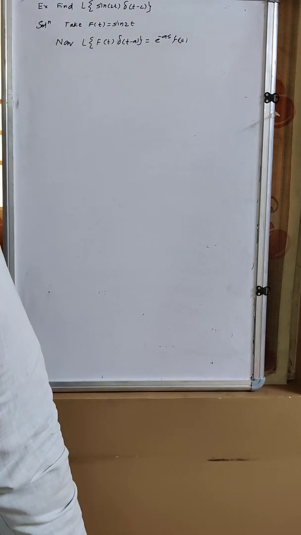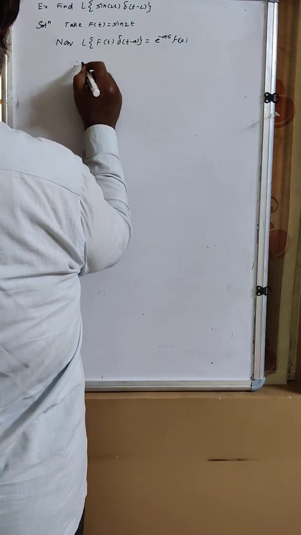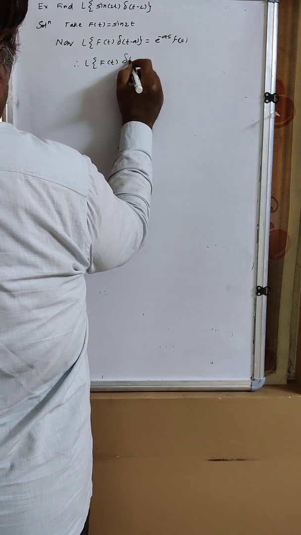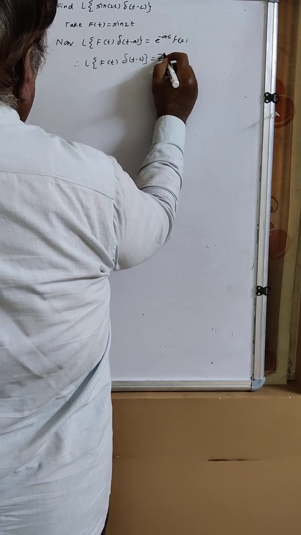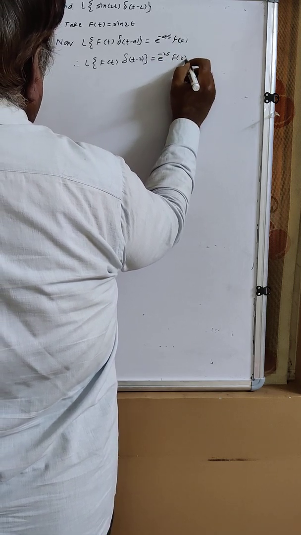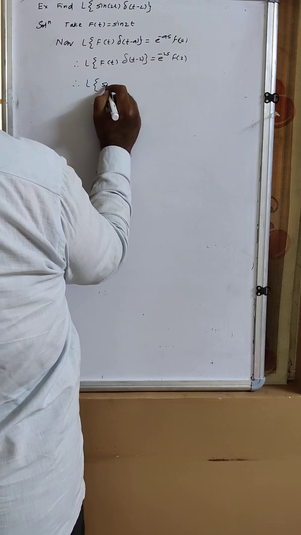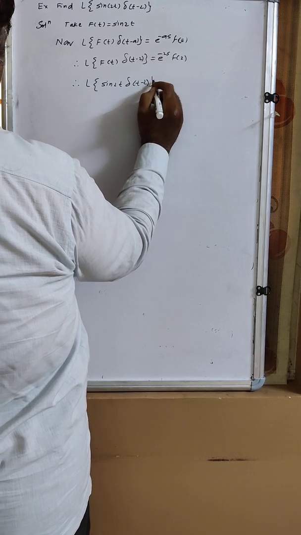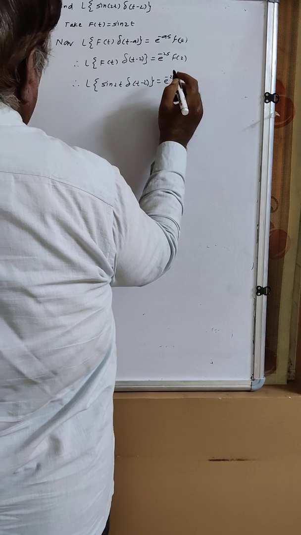Laplace of delta of t minus 2. Therefore, Laplace of f(t) delta of t minus 2 is equal to e raised to minus 2s f of 2. Therefore, Laplace of sin 2t delta of t minus 2 is equal to e raised to minus 2s times f of 2, which is sin 4.